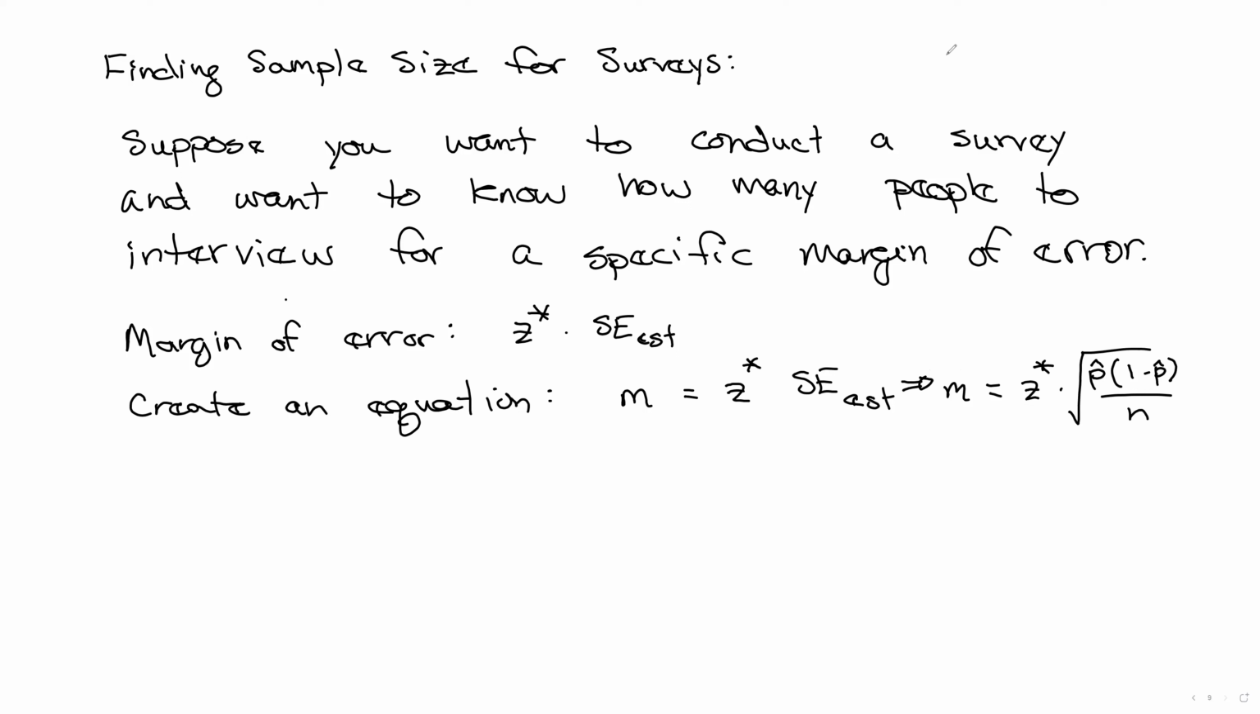And so this is a formula that you can use if you plug in the margin of error that you're interested in, and the amount that the text gives is 3%. So 3% is a common margin of error that is desired on surveys. And so you could put 3% here. You could put the confidence level that you want. So 95% is a common choice. So you could put the appropriate amount here for Z star.